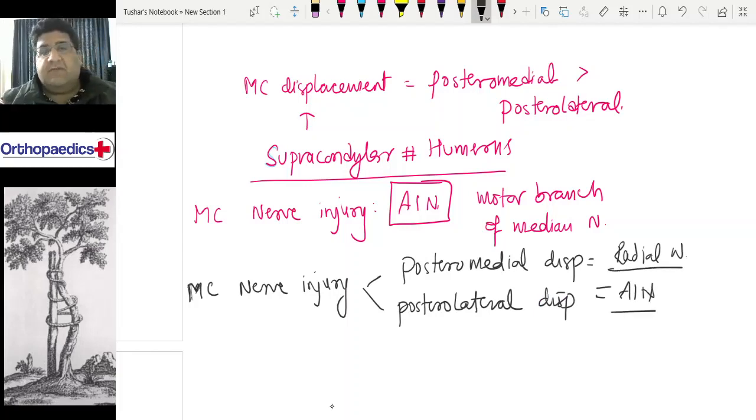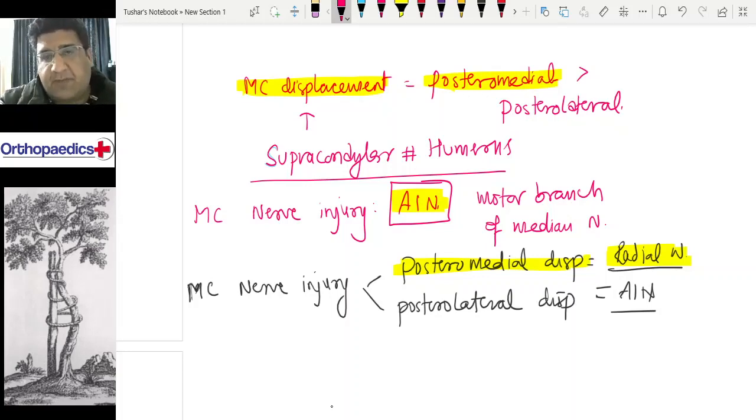Now comes the first question. Sir, you told us that the most common displacement is posteromedial. Yes, I told you. Then you also told us that in posteromedial displacement, the most common nerve injury is the radial nerve. Yes, I told you. Sir, if the most common displacement is posteromedial and in posteromedial displacement the most common nerve injury is the radial nerve, then why are you saying that overall the most common nerve injury is the anterior interosseous nerve? Sir, I want the answer to this question.